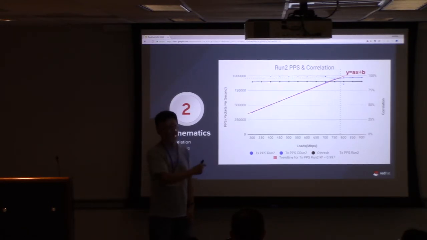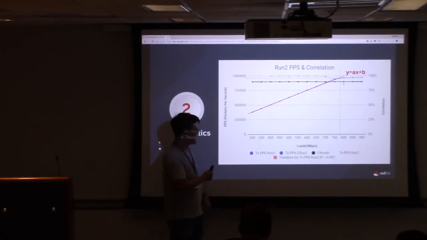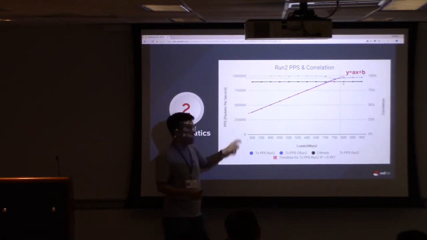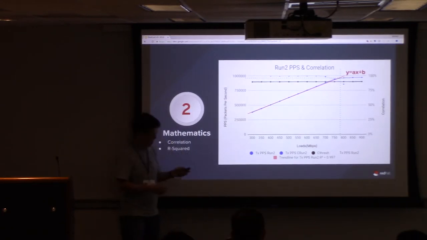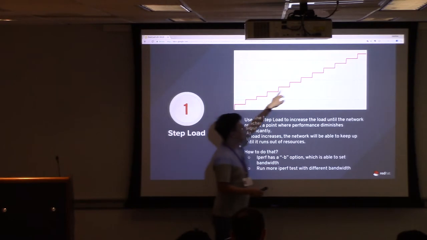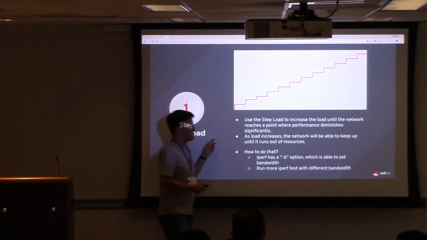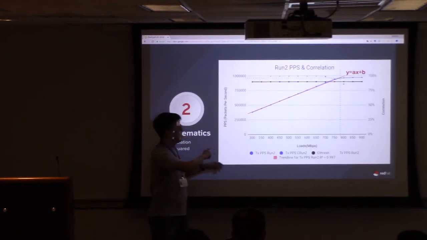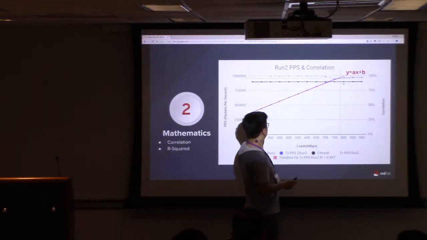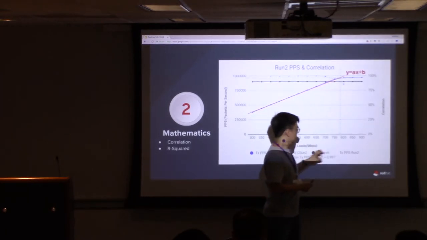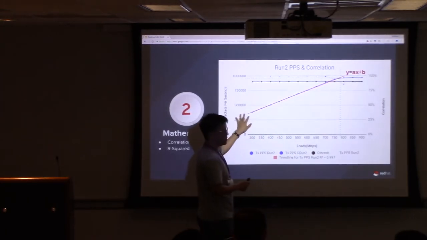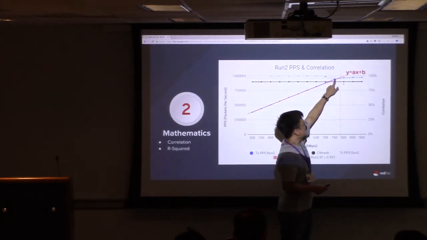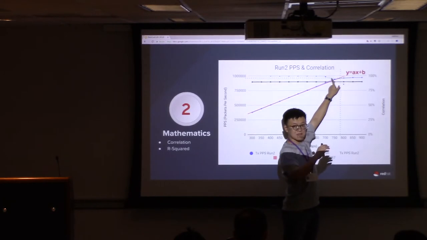let me explain it again. So we have two variables, the load and PPS. When the load increases, right, the PPS should be increased as well. So this line, the blue line, indicates the relationship between these two variables. They always increase, but at this time they cannot increase, right?